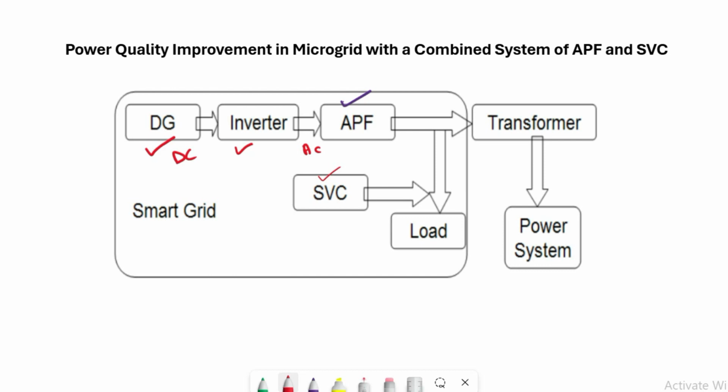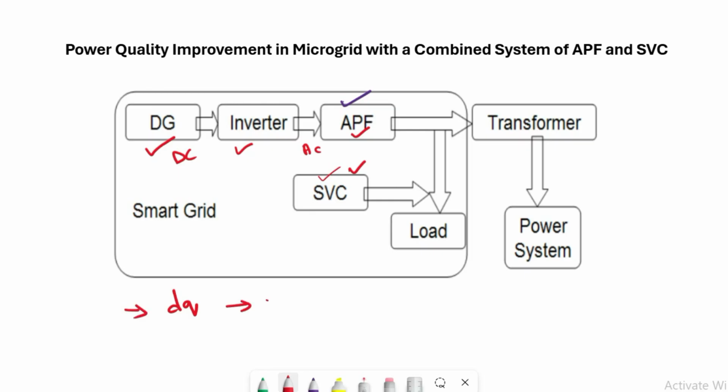Okay, but APF and SVC alone can't mitigate the voltage or compensate the reactive power. They need control systems and sensor elements to track the voltage and currents. That's why we are depending on the control system parts to detect the harmonic currents. So here our control strategy is the DQ control strategy.